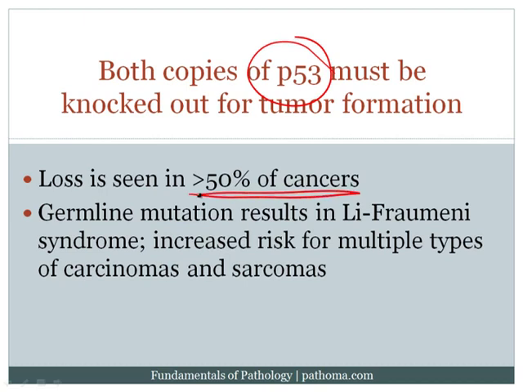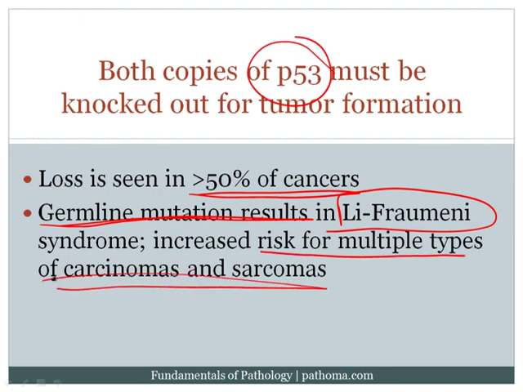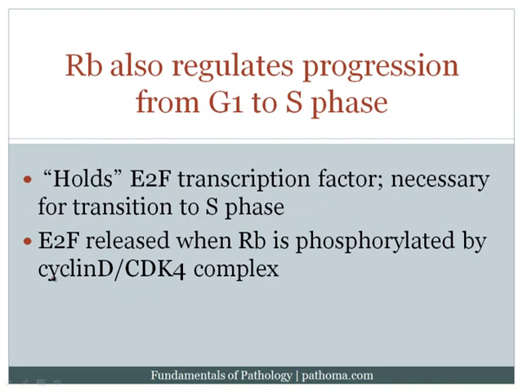Usually, both copies of P53 are knocked out somatically. However, it is possible that a patient could inherit one bad copy of P53 from a parent, and that's called the Li-Fraumeni syndrome. And the Li-Fraumeni syndrome is associated with an increased risk for multiple types of carcinomas and sarcomas. So that's a little bit about P53.